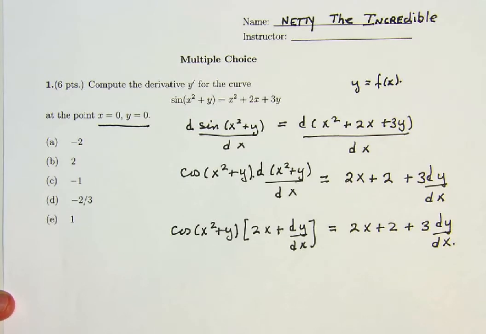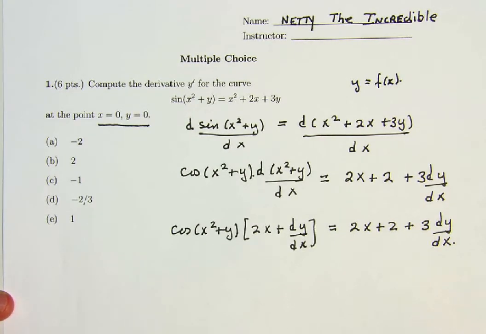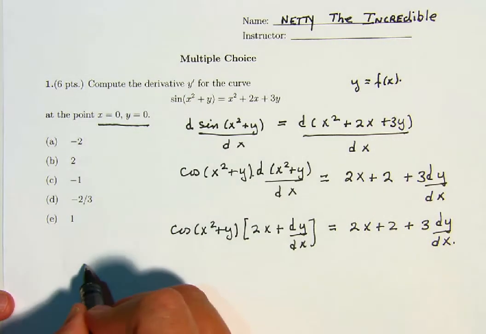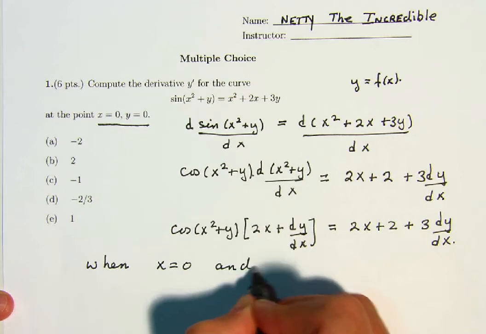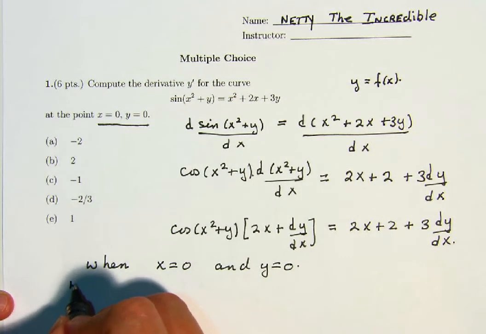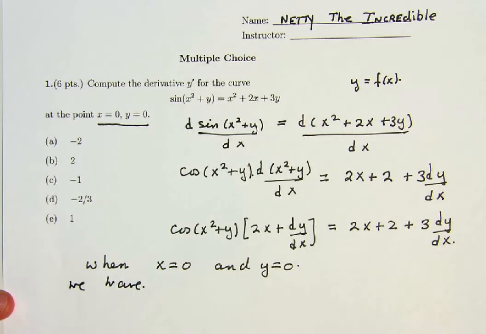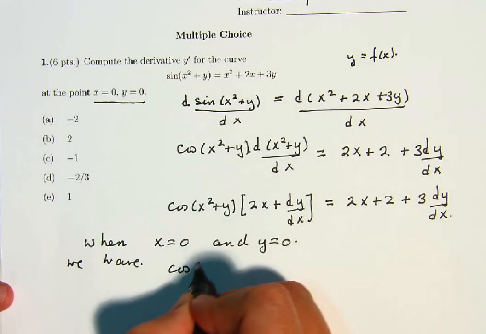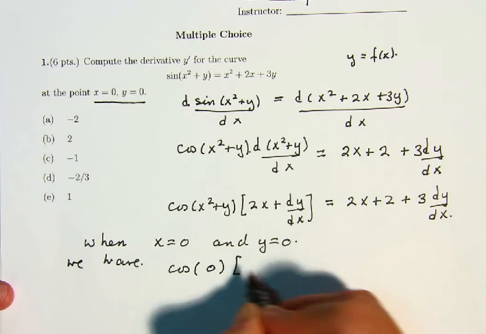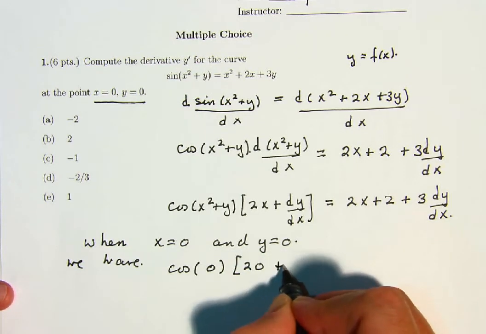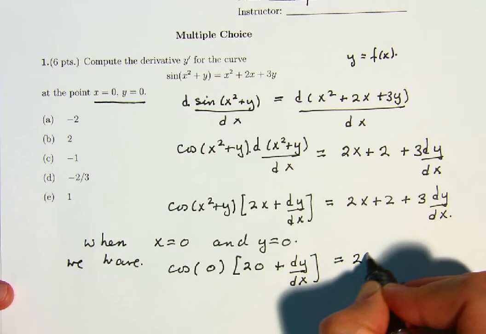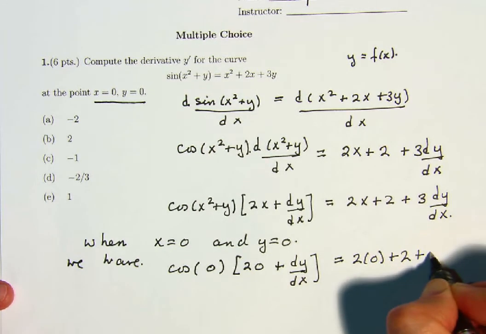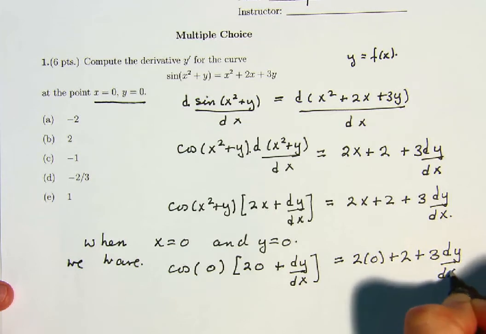Now we could solve for dy dx, but in this case we know that the point is x equals 0, y equals 0, so this equation has to hold when that is true. So when x equals 0 and y equals 0, we have cosine of 0 plus 0, which is cosine of 0, times 2 times 0 plus dy dx is equal to 2 times 0 plus 2 plus 3 times dy dx.